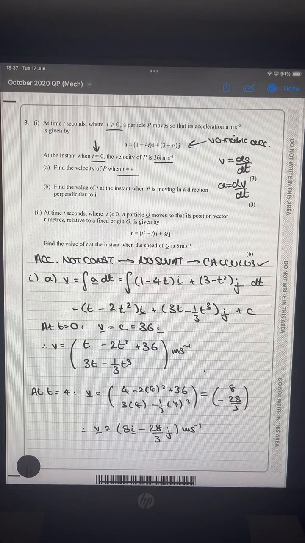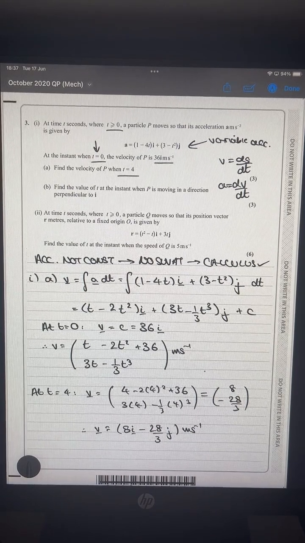So if you want to go from acceleration to velocity, integrate. This is how I like to remember it.